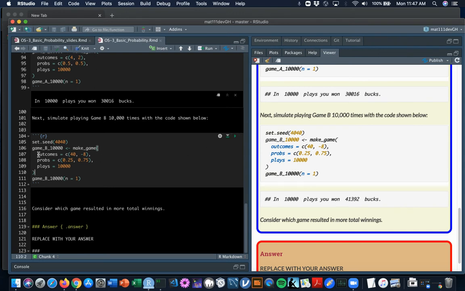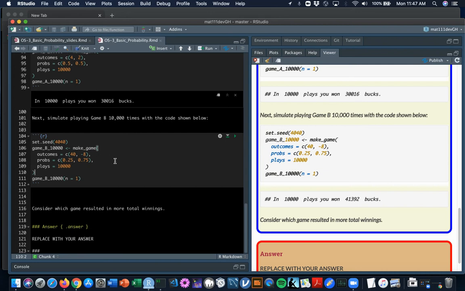Now, notice how we set up the game B. This is worth dwelling on. In game B, remember, you win 40 or lose 8. You win 40 if you get heads both times. Now, what's the chance of getting heads in two tosses?